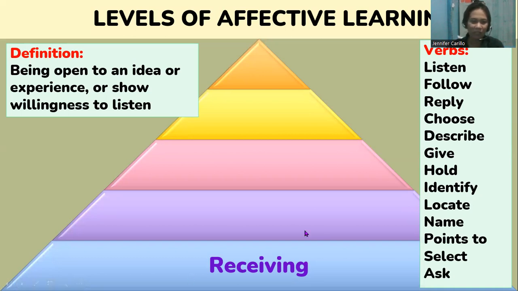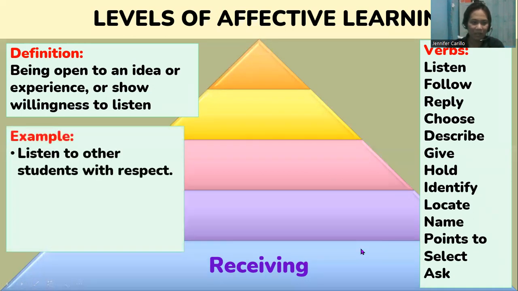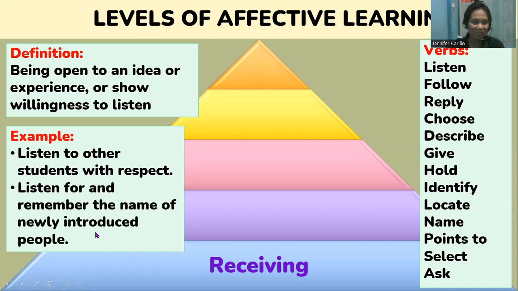And what are the sample learning outcomes to develop the skill in receiving? Listen to other students with respect. Listen for and remember the names of newly introduced people. So when someone is being introduced to you, you need to listen to their introduction and remember their names and listen when they talk. So that is the skill in receiving. That is also important in a classroom.